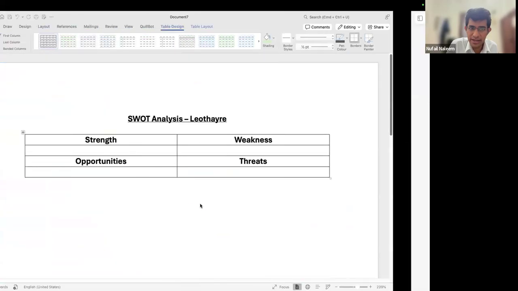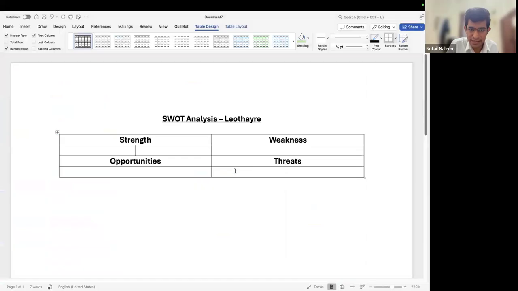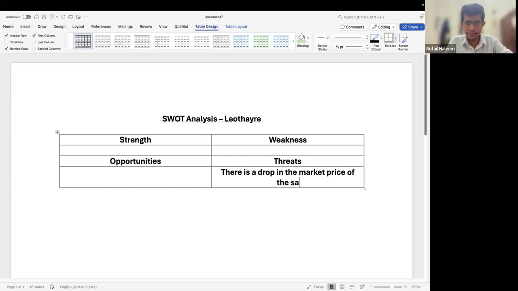So can I write it down, students? The biggest threat we are facing is that there is a drop in the market price of the shares. And there is no information with regards to that.